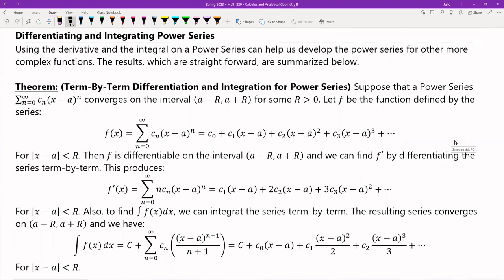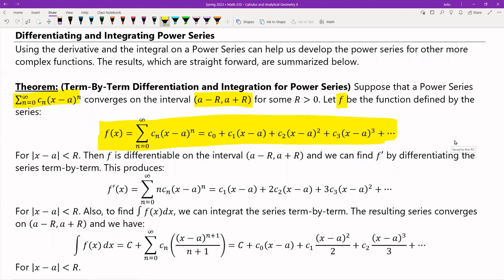So if you have a power series, then let's go ahead and start putting some stuff in here. Suppose that you have a power series that converges on some interval, a random interval, and let f be the function defined by that series. So we know that this is the power series for it, right here. Okay.